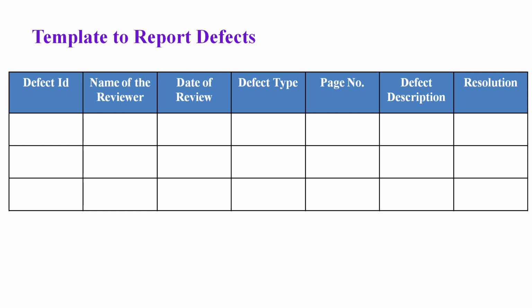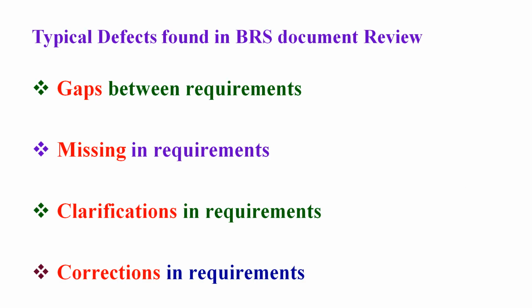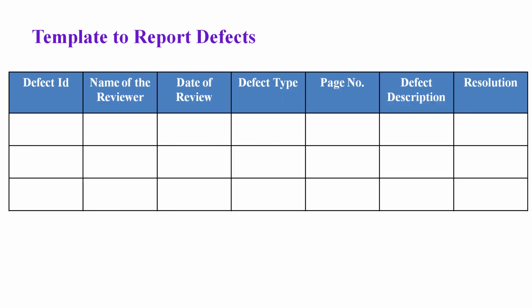Defect type. What type of defect is it? It may be either a gap, or a missing, or a clarification, or a correction. You have to mention the type of the defect here. And the page number. In which page, under which section, you have found this defect, you have to mention this page number. If you mention this page number, then it will become very easy for the author to refer to that defect in the particular requirement. So page number is mandatory.